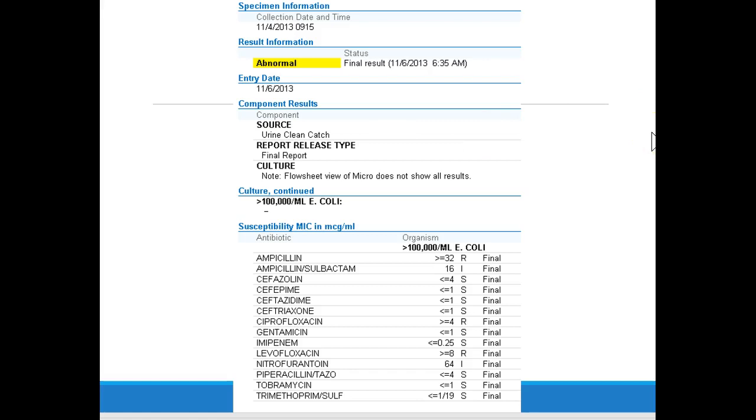This is something you'll see from laboratory reports. So this is a urine culture. So we can see a couple different things here. First of all, it's telling you the results are abnormal. It's saying this is your finalized result, so you can't expect any more susceptibilities after this. It's from a urine specimen. It's clean catch, and it's growing greater than 100,000 E. coli.